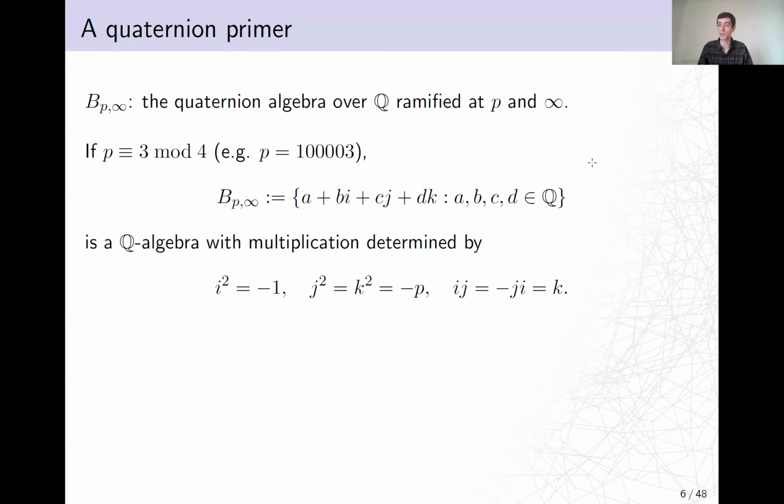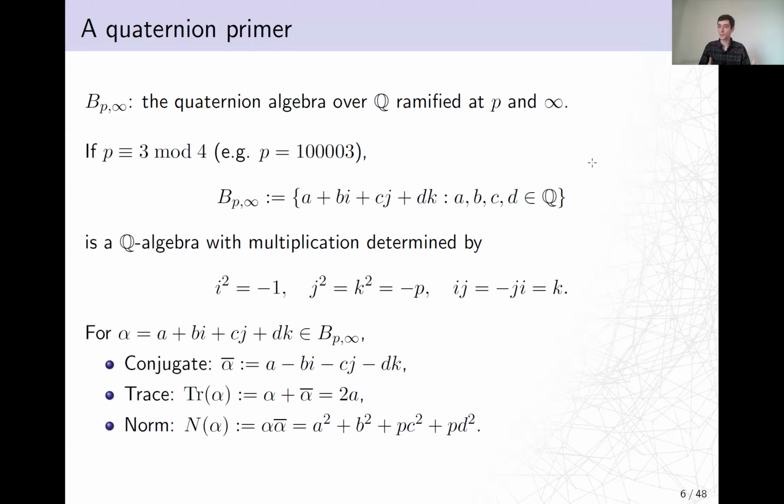So in this case, we have a very explicit form for this quaternion algebra. It's a four-dimensional vector space over Q with basis 1, i, j, k, satisfying certain multiplication rules. i squared is -1, j squared and k squared are both -p, and ij equals -ji equals k. Using these rules, you can determine any other multiplication that you wish. Now, an important point here is the fact that the multiplication is not commutative, so this is not a field.